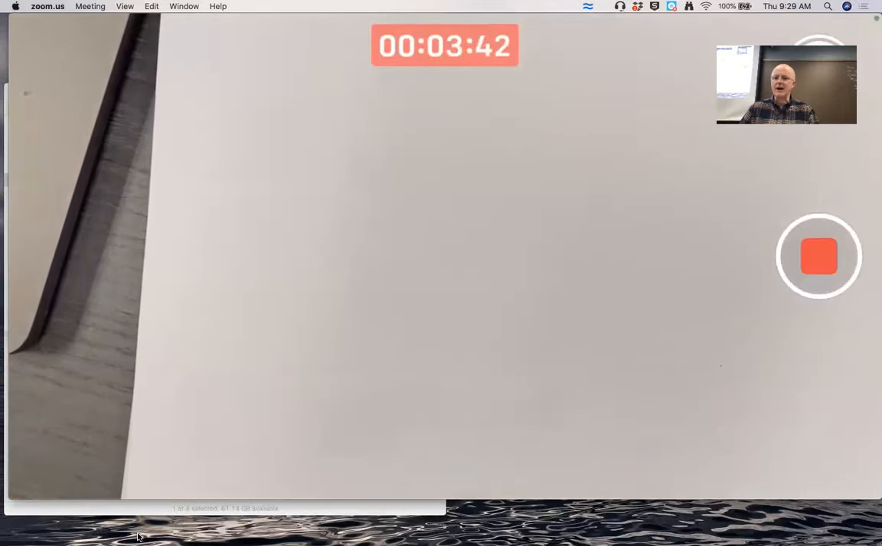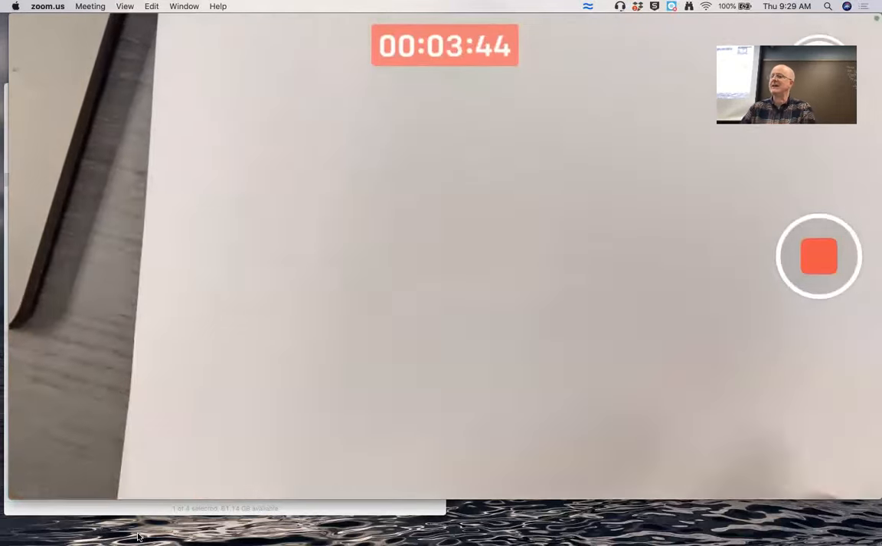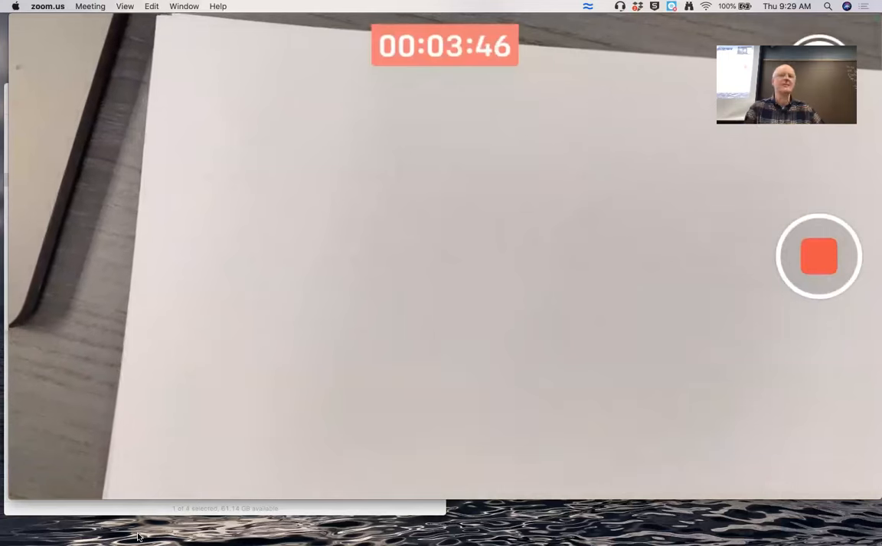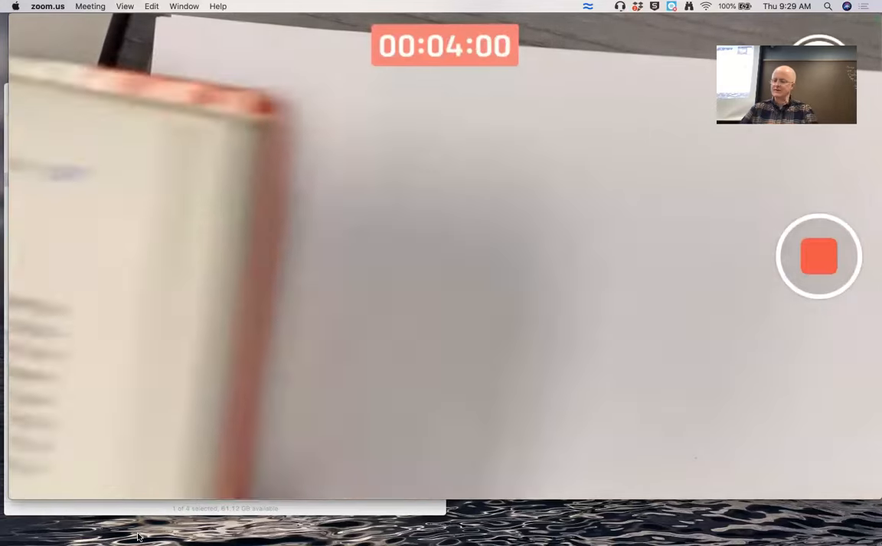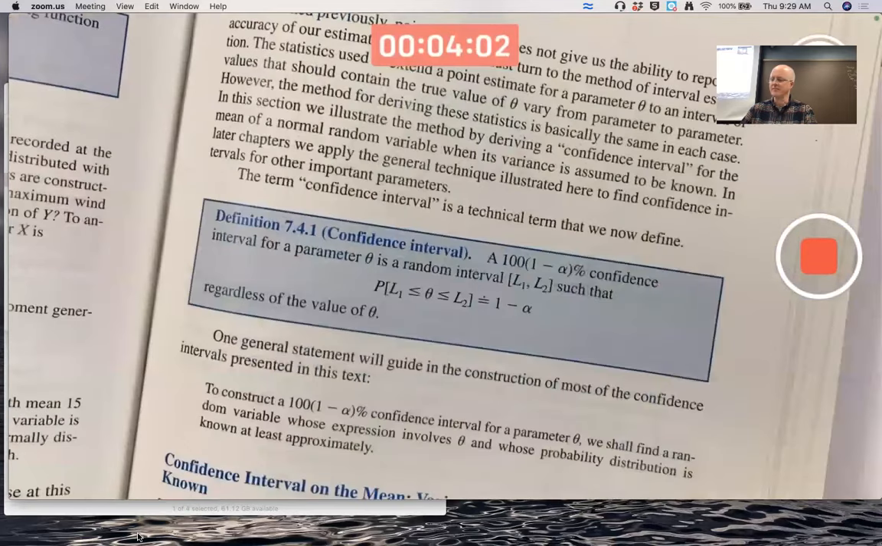All right, so let's talk about confidence intervals, and let's talk about the idea of how they're derived, first of all. And let me start by just looking at something in the book here with you. It's a guide, you might say, for constructing confidence intervals. It's in chapter 7. Well, first there's the definition of a confidence interval.